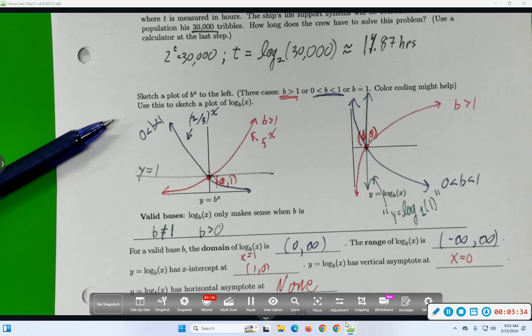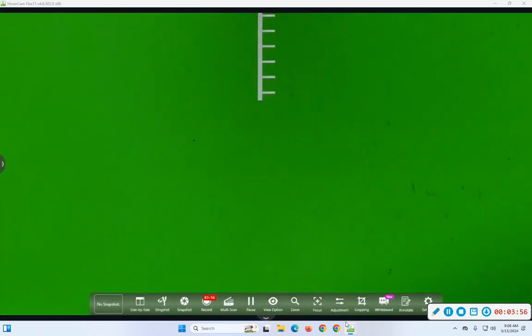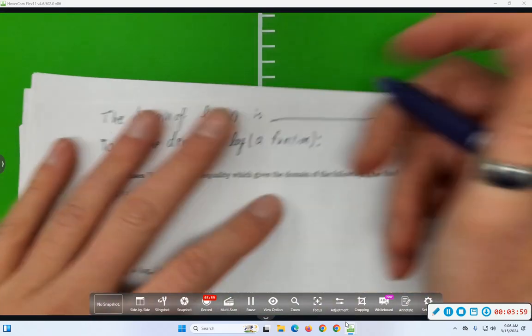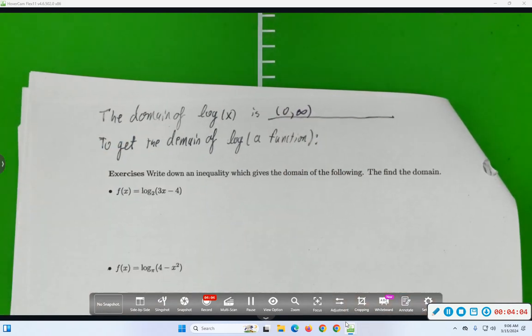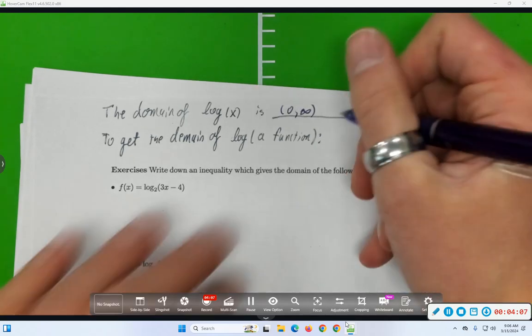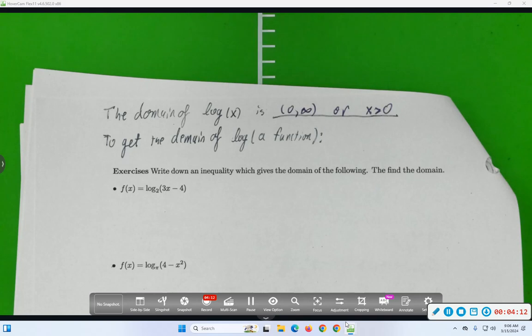Nice. So the next thing I want to focus on is building on this stuff about domain of logarithms. Whenever you see a function that involves a log, the stuff inside the log must be positive in order for the function to make sense. So let's try to use that. As on that previous page, the domain of log is 0 to infinity. Specify it as an inequality if you want: x bigger than 0.